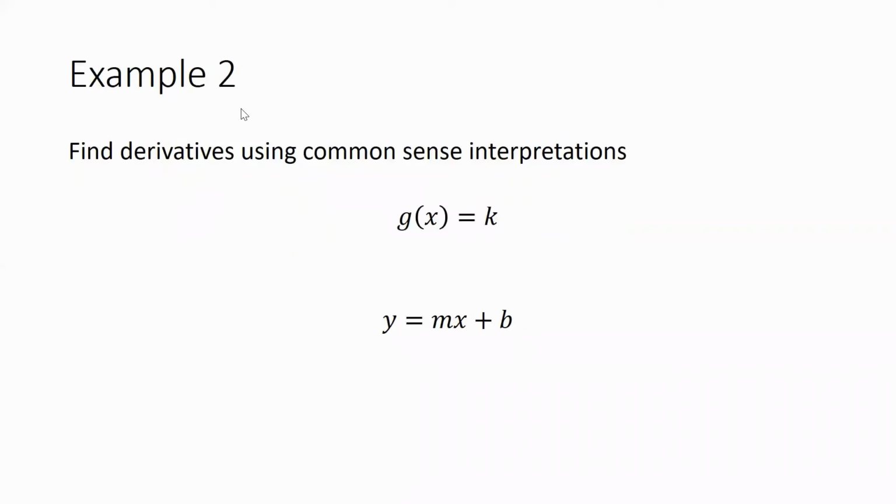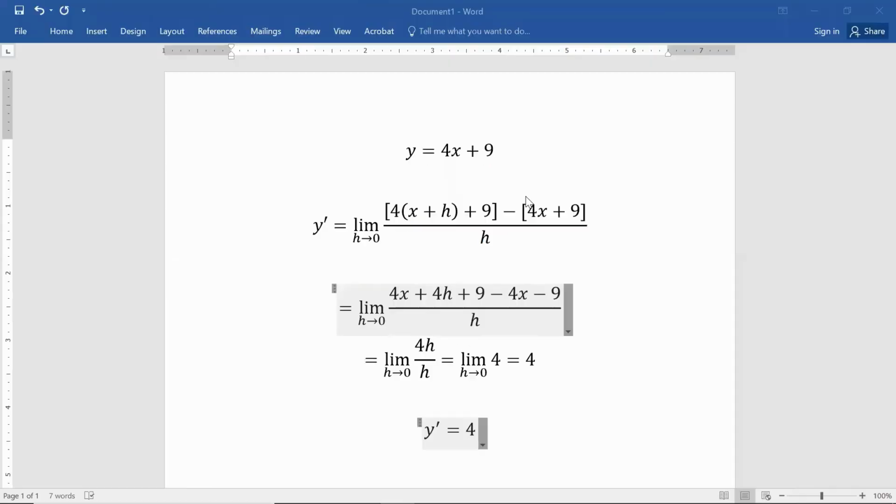If we think about how that's going to apply to other lines, we can simply use that same common sense we found, that if the slope of a line is 4, then the rate of change is 4, to figure out derivatives of these other lines. For instance, in example 2, we have two types of lines. We have g of x equals a constant, or y equals a constant. That's a horizontal line. And we have y equals mx plus b.